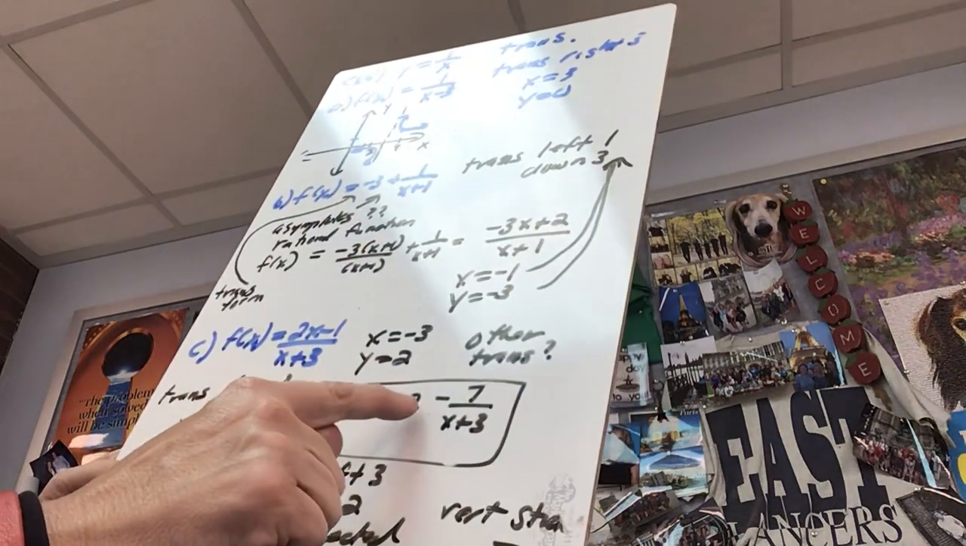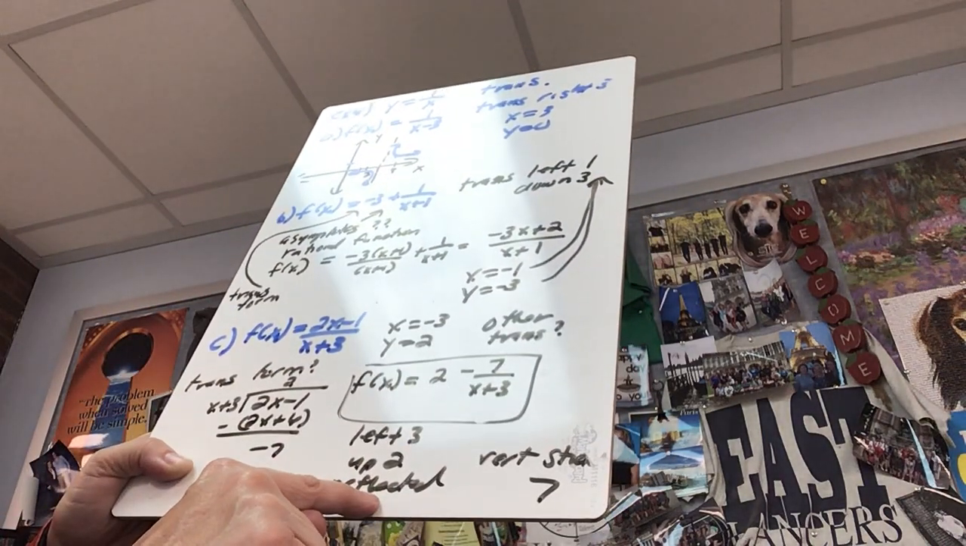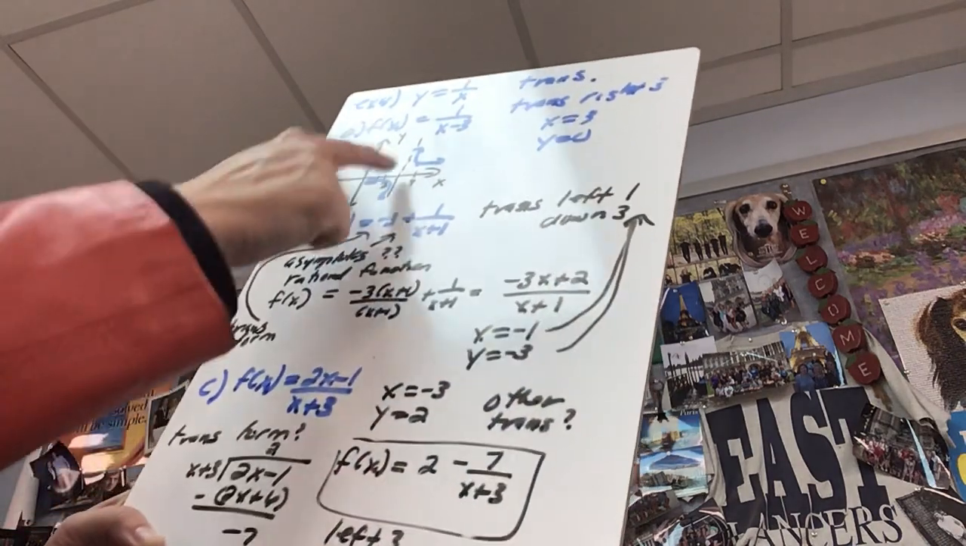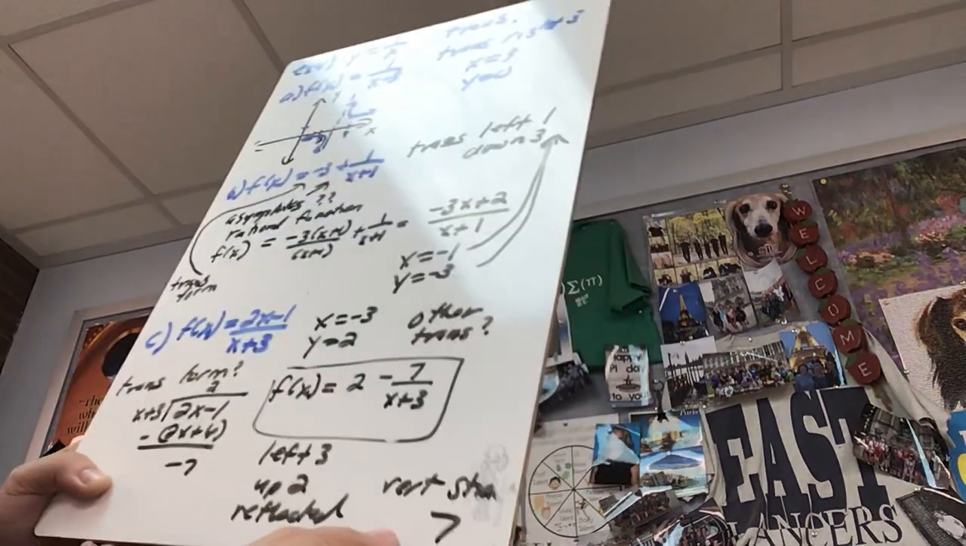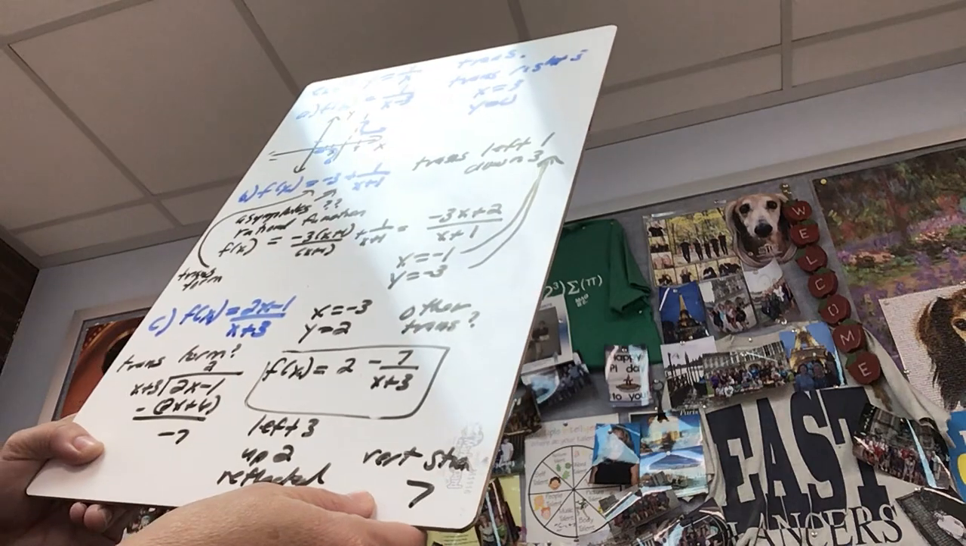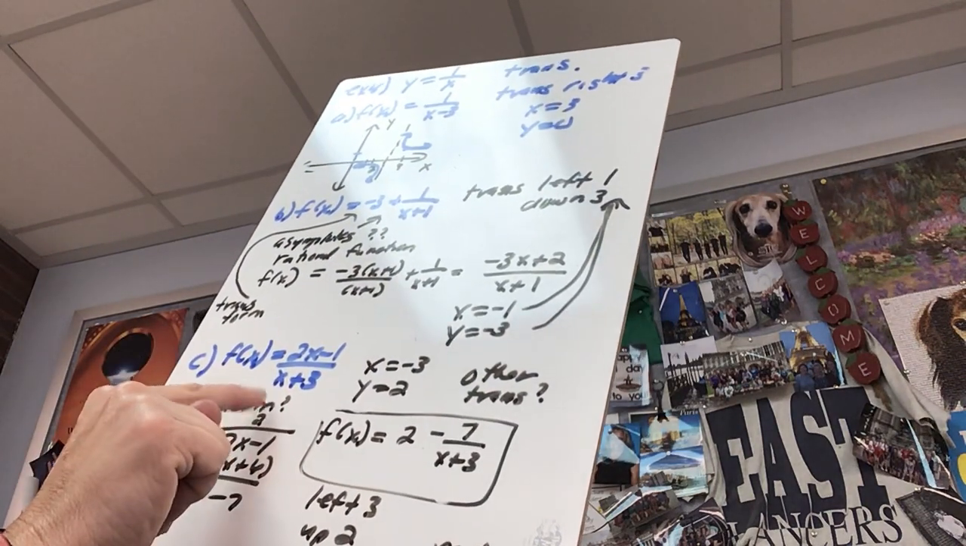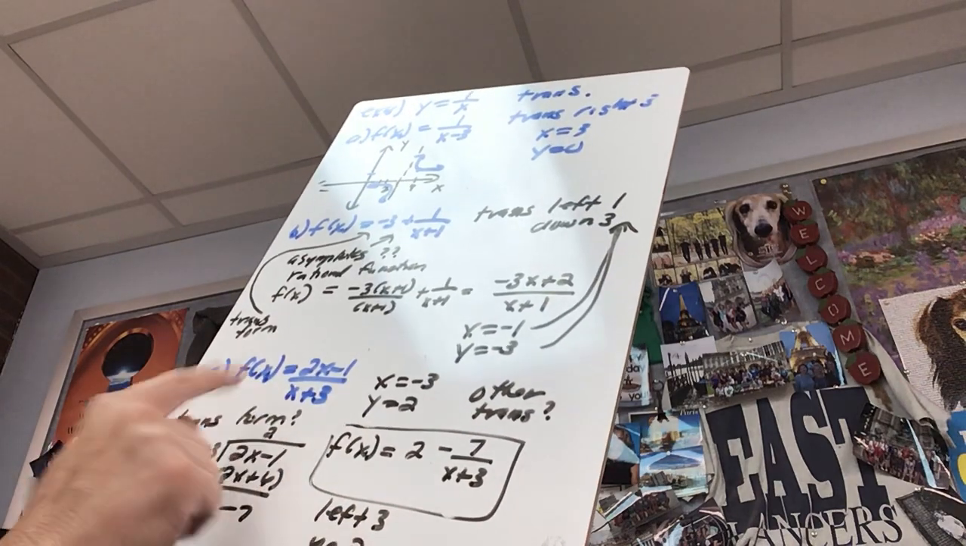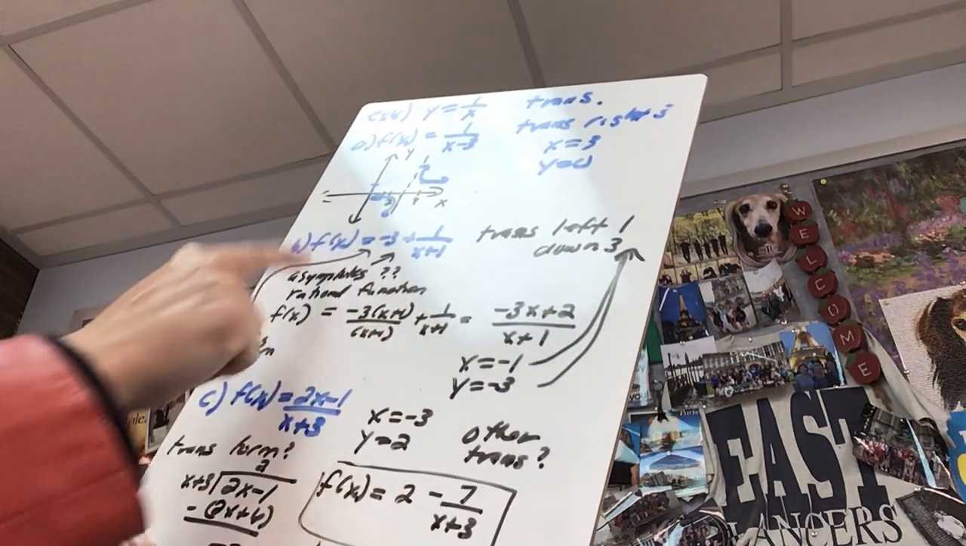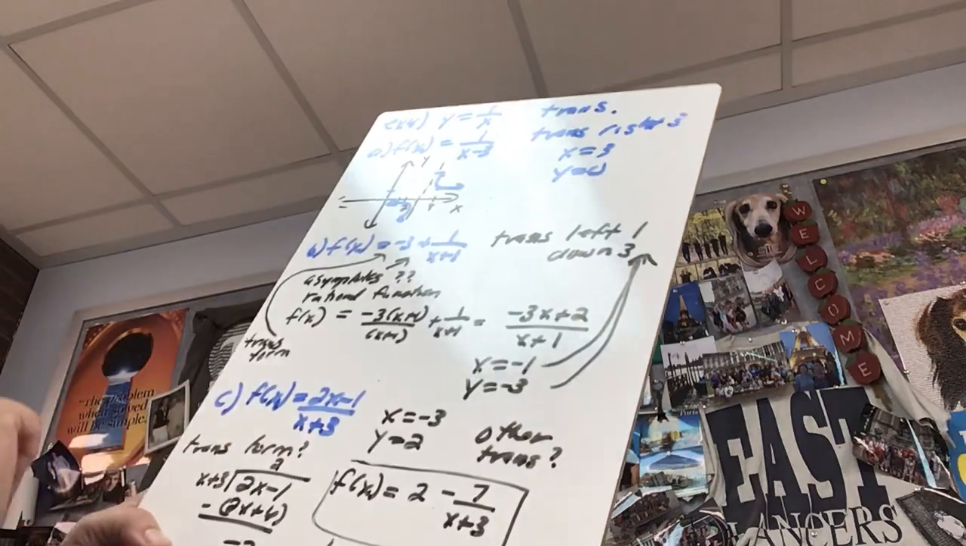However, doesn't this also tell me that it is reflected? So the branches would be going the opposite direction. And doesn't this tell me there's a vertical stretch of 7? So in this form, it's great for asymptotes, but it doesn't tell me all of the other transformations. In this form, it's great for telling me transformations, but doesn't tell me the nice form for asymptotes.